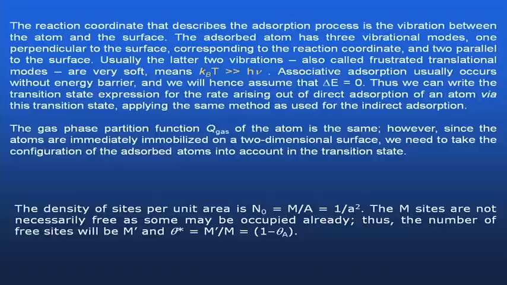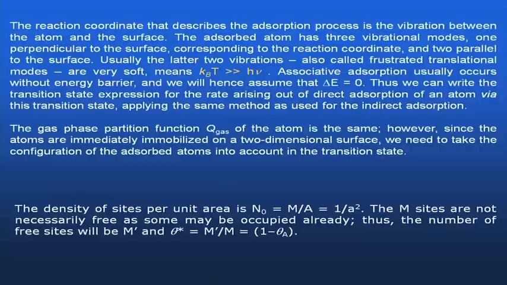Okay. Now, associative adsorption usually occurs without an energy barrier. So, in that case delta E, for all practical purposes, we can assume to be equal to 0. Thus, we can write the transition state expression for the rate arising out of direct adsorption of an atom via this transition state, applying the same method as used for the indirect adsorption. So, a similar technique we will be following as we did for indirect adsorption.